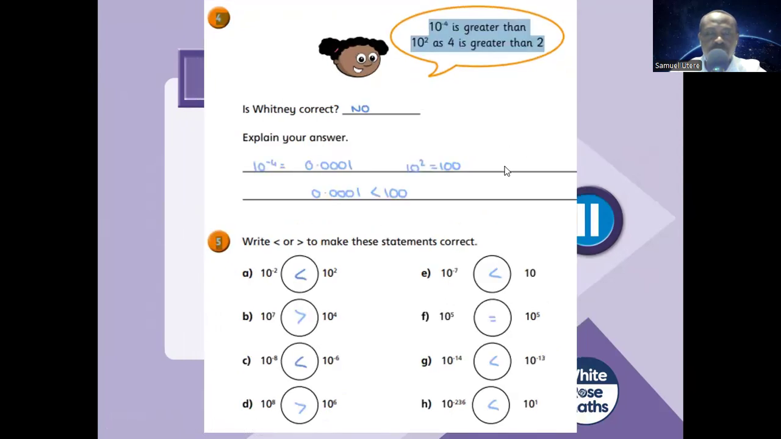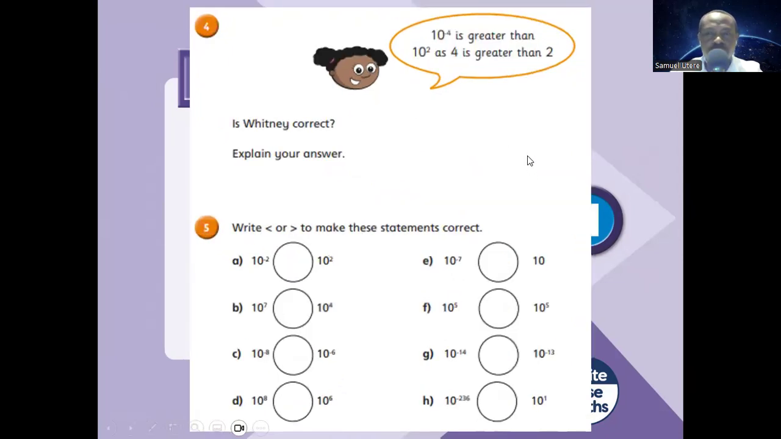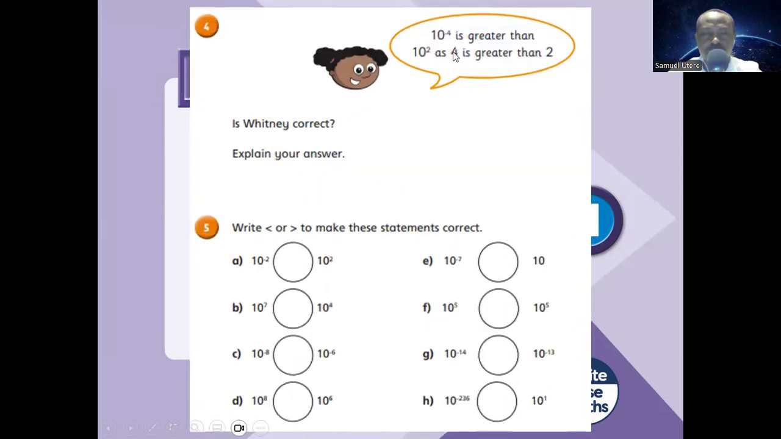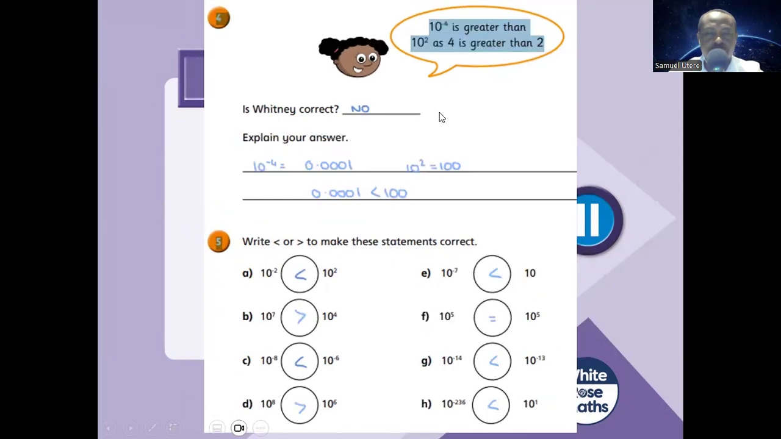So Whitney says, so here is the question. Whitney says 10 to the power 4 is greater than 10 to the power 2 as 4 is greater than 2. All right. So is she right? Yeah. No, she's not. Why?